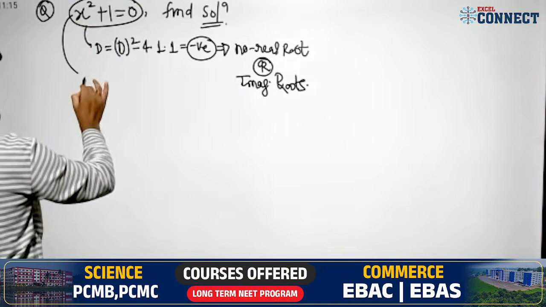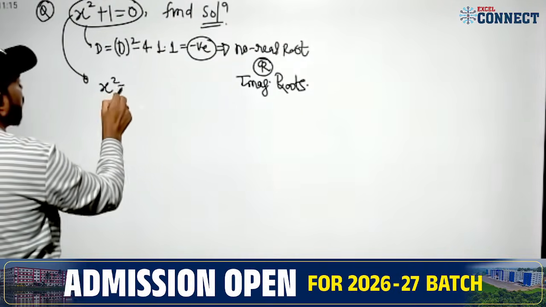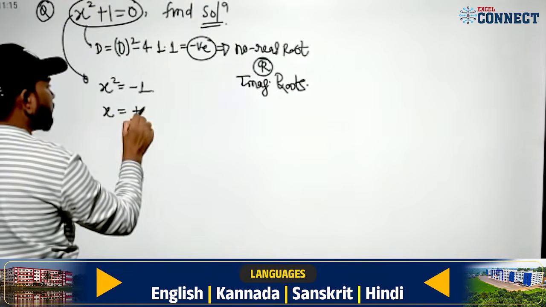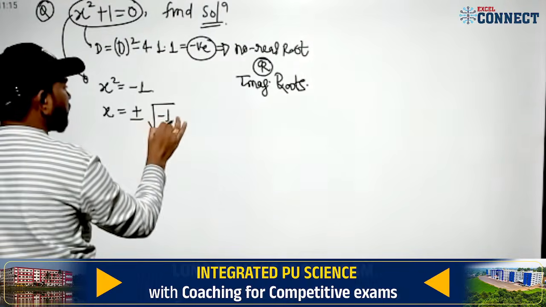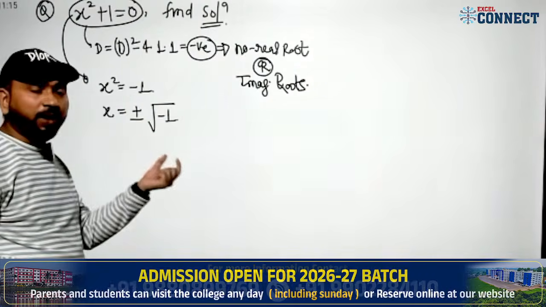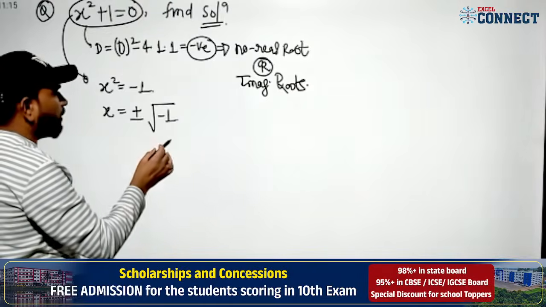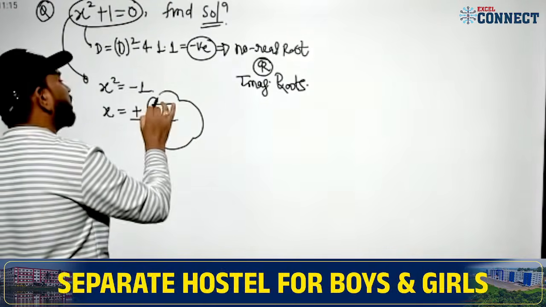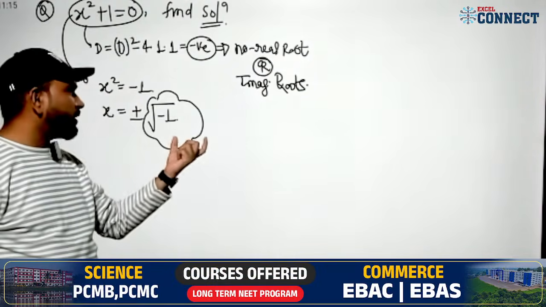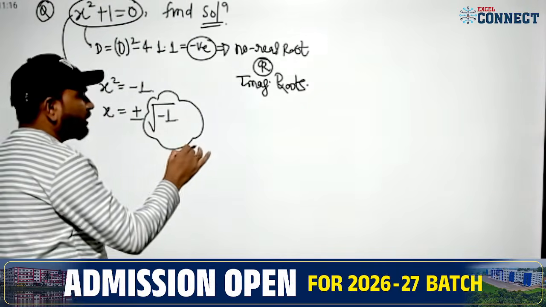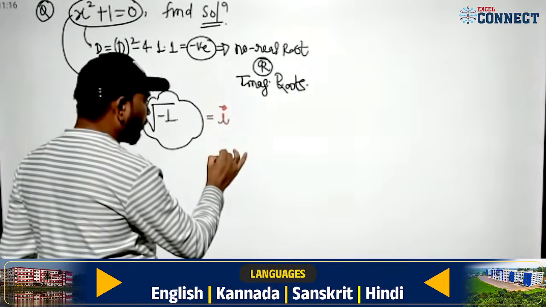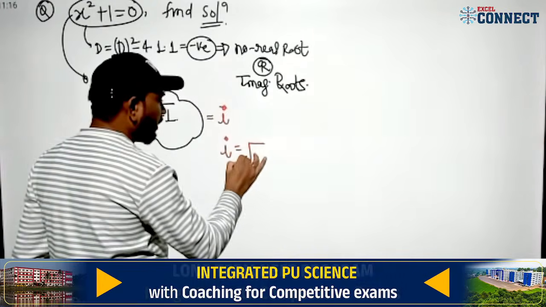Then x square is equal to minus 1. As you say x square, x is equal to plus minus under root of minus 1. Now what is the value of this under root of minus 1? For this purpose, mathematicians say, okay, I am giving a different name. In the real numbers it is not a real root, so they give the name iota. Iota is equal to under root of minus 1.